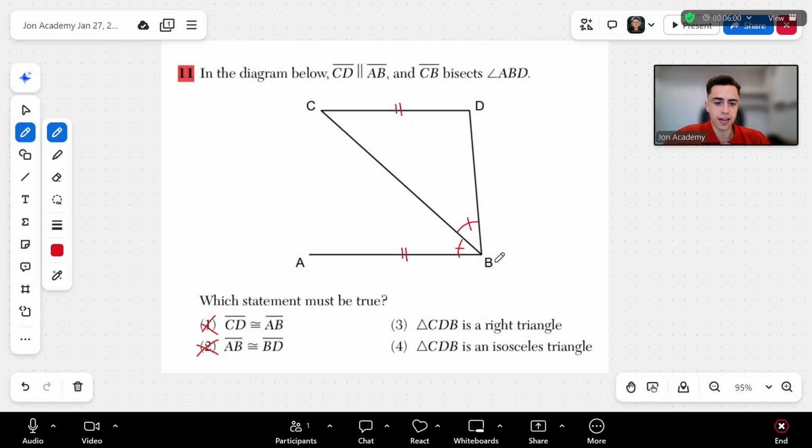CDB is a right triangle. So the angle here has to be a right angle. This is not the case, no? Also, yeah, they didn't give us any information about that corner at all, no? And the last one, triangle CDB, right triangle, the right angle could have been somewhere else, but either way, we don't see any insights for that, no? And CDB is an isosceles triangle.